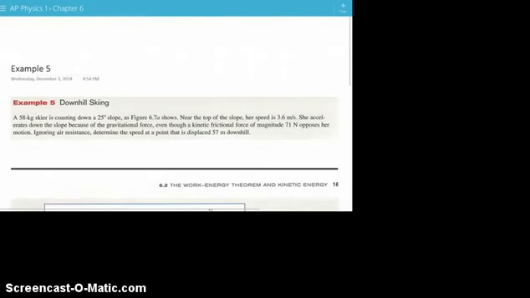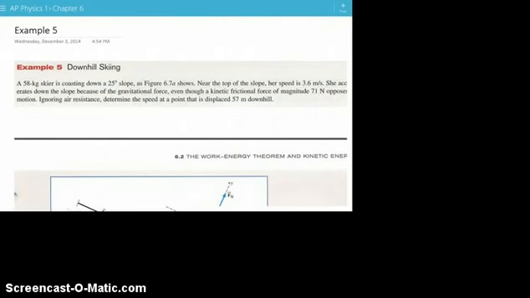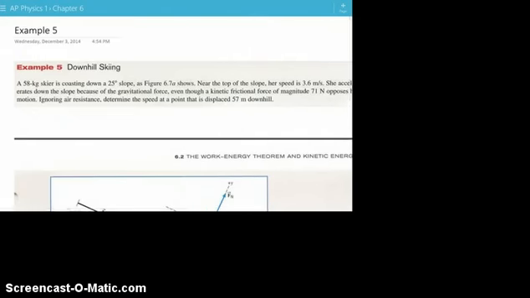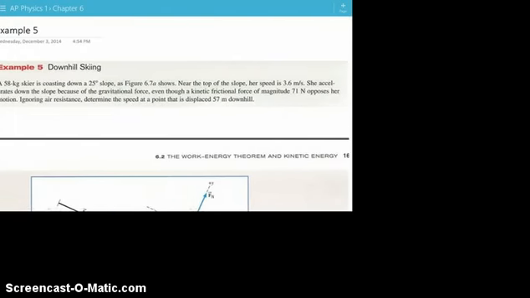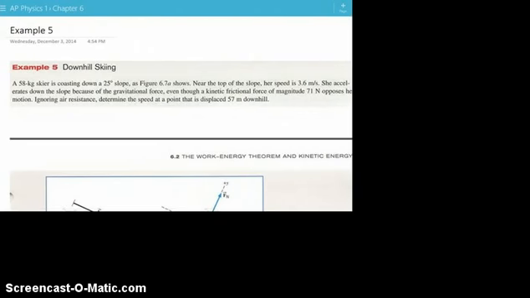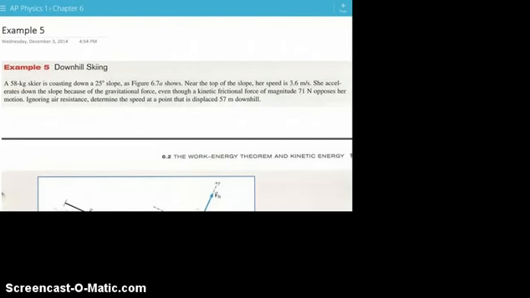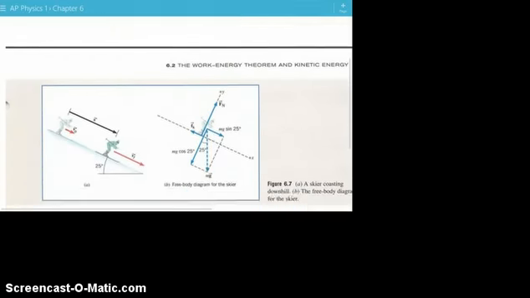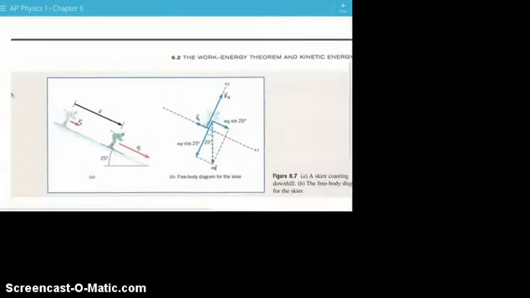All right, so in this question, we have a 58 kilogram skier coasting down a 25-degree slope. They've got a picture here. And near the top of the slope, her speed is 3.6 meters per second. She accelerates down the slope because of the gravitational force, even though a kinetic frictional force of magnitude 71 newtons opposes her. Ignoring air resistance, determine the speed at a point that is displaced 57 meters downhill. Okay, so let's talk about this a little bit.